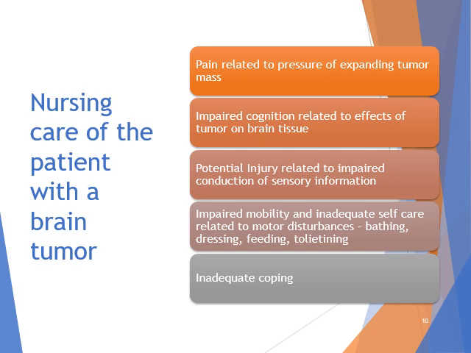Potential injury related to impaired conduction of sensory information. Maybe they're not getting the information, or they're getting the information but they can't send it out, right? Impaired mobility and inadequate self-care related to a motor disturbance. So they can't bathe or dress themselves or feed themselves, toileting.